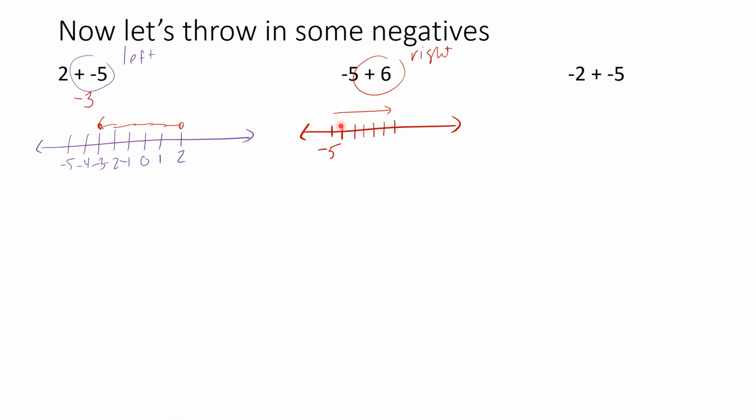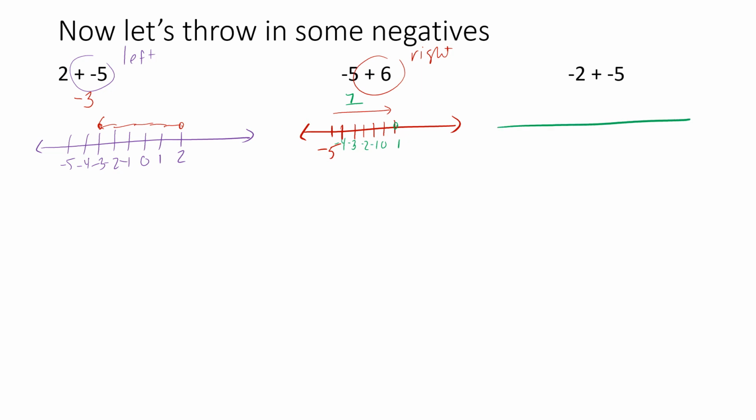So we can count -5, -4, -3, -2, -1, 0, 1. If you need to fill that in, you can do that. That's a little bit cramped here. I'm sorry. -1, 0, 1. And so I land at 1. -5 plus 6 is +1.